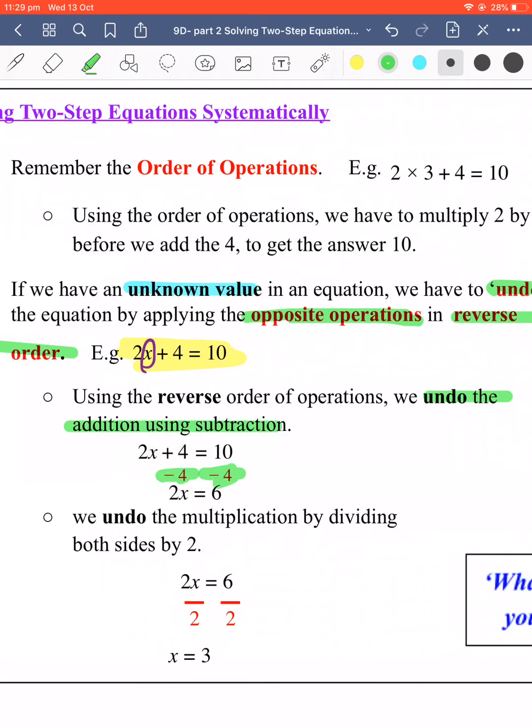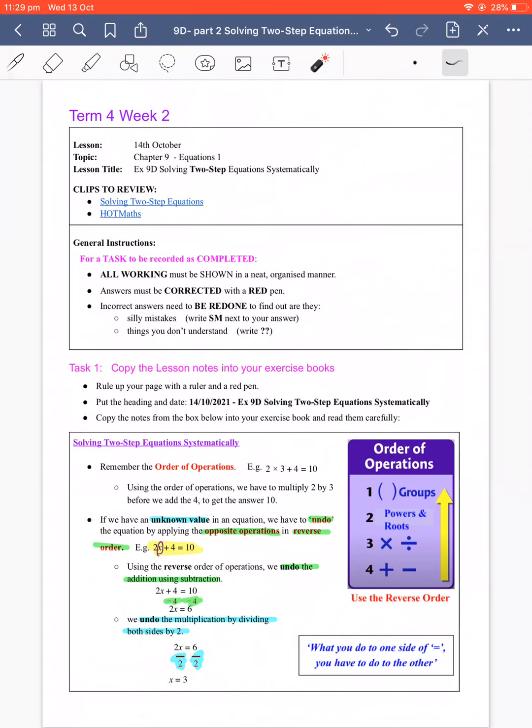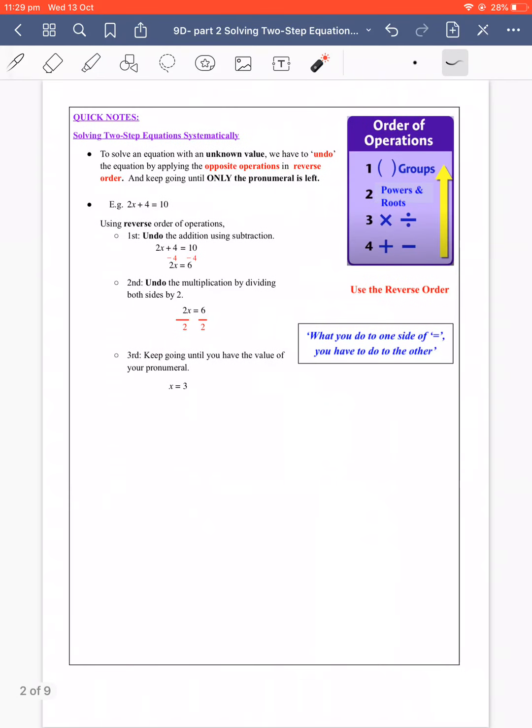What I do to one side, I do the other. Then I end up with 2x equals 6. The next part that I do is I undo the multiplication by dividing both sides by 2. And again, what I do to one side, I do to the other, and I end up with my answer. So let's go into quick notes.